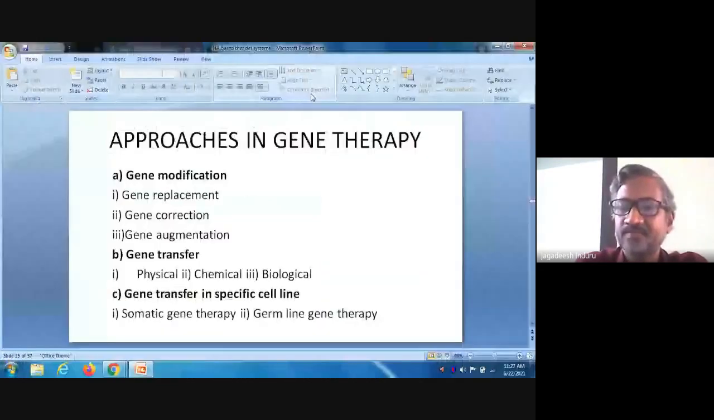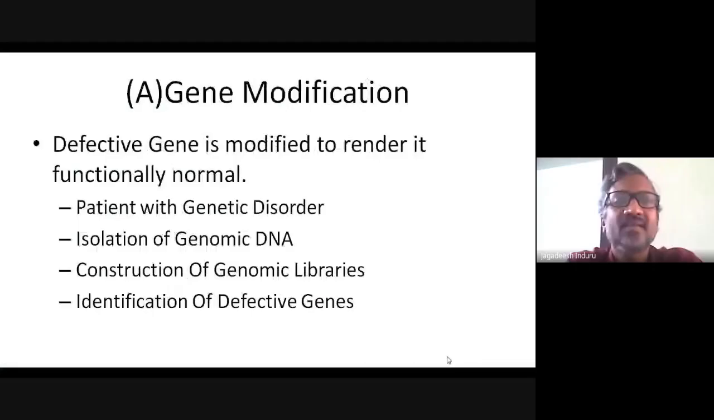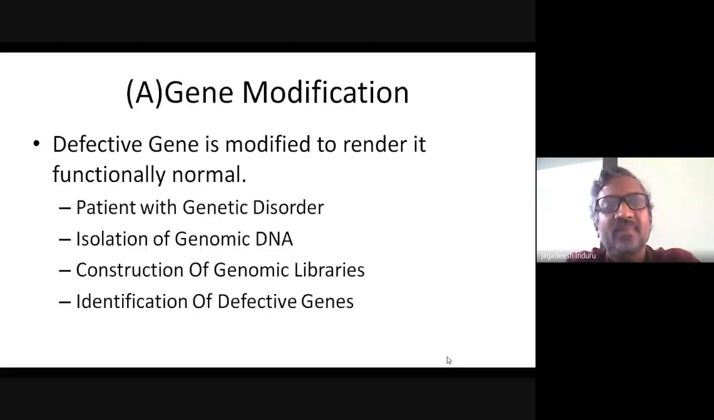The topic we have discussed is gene modification. In gene modification, the defective gene is modified and rendered functionally normal, so that a patient with a genetic disorder can be treated. We are going to isolate the genomic DNA present in the patient who has some defect, construct gene libraries, and identify the gene.